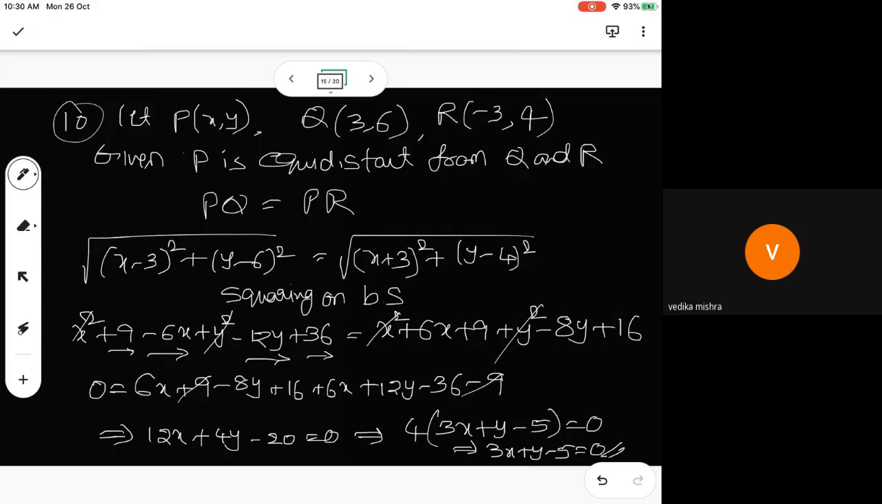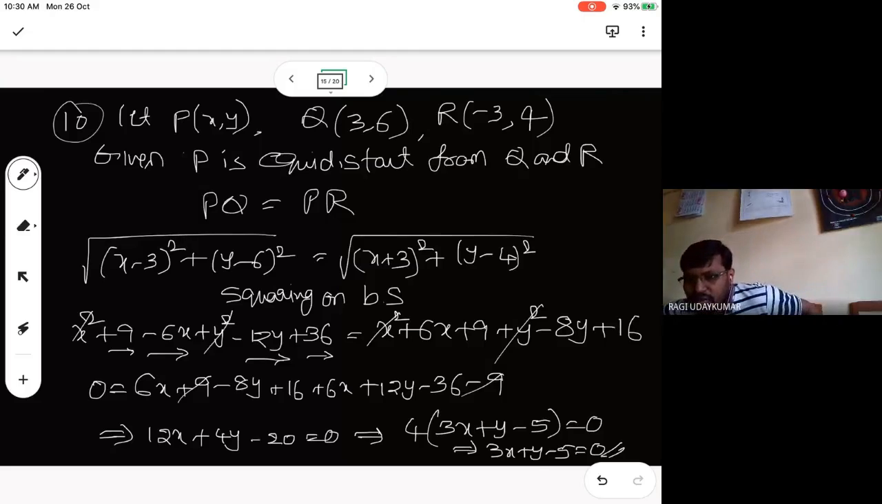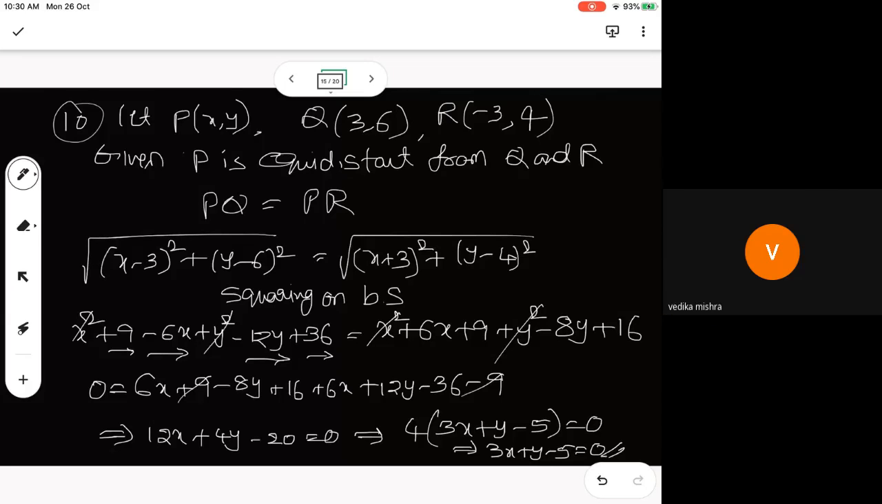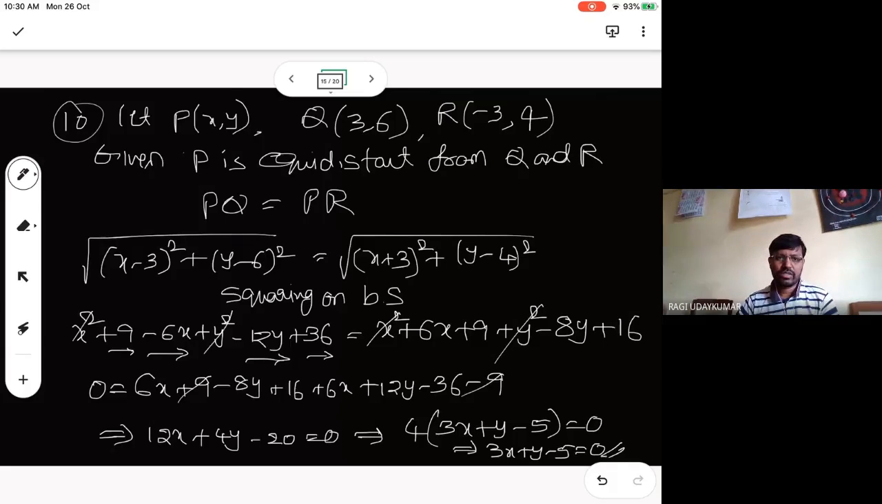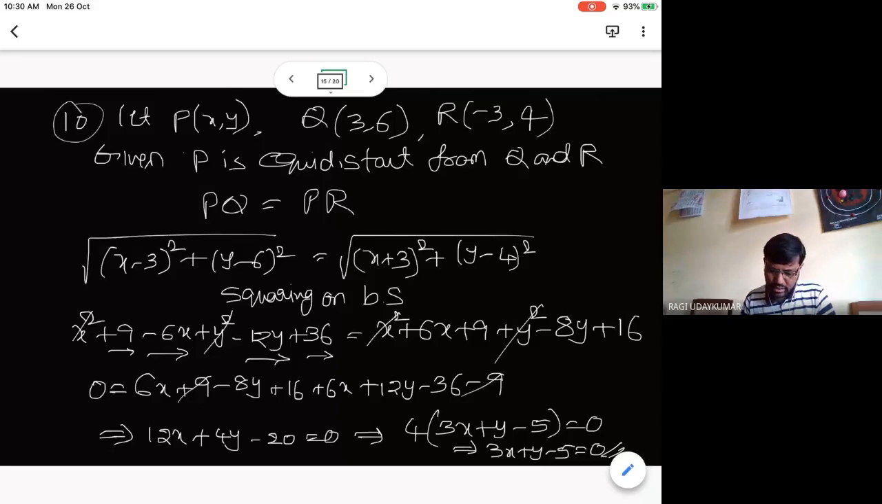Okay, sir. Any doubt here? So this is based on the distance formula. Based on the distance formula, you are going to have these problems.